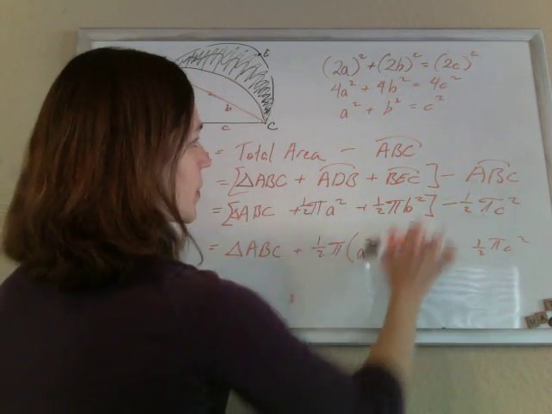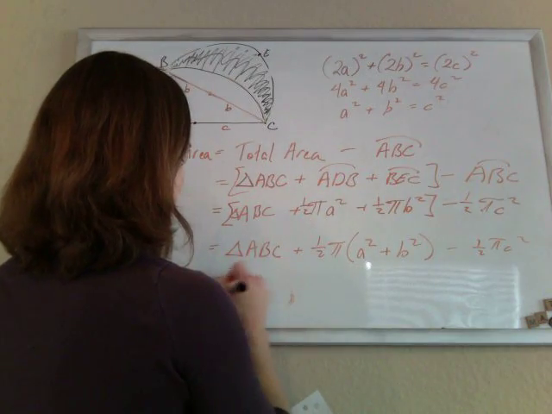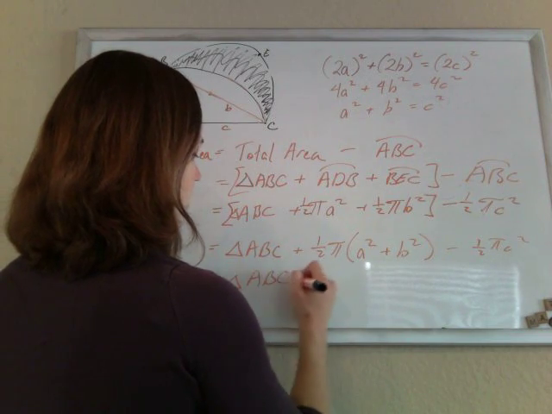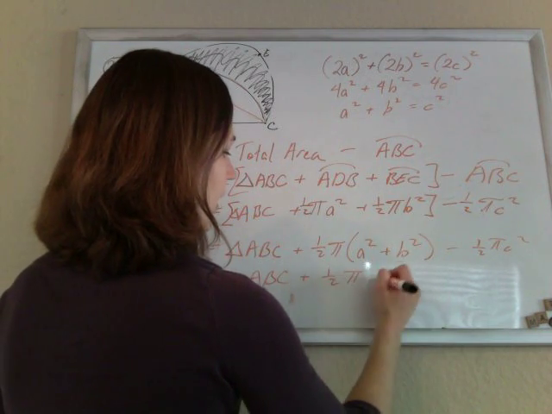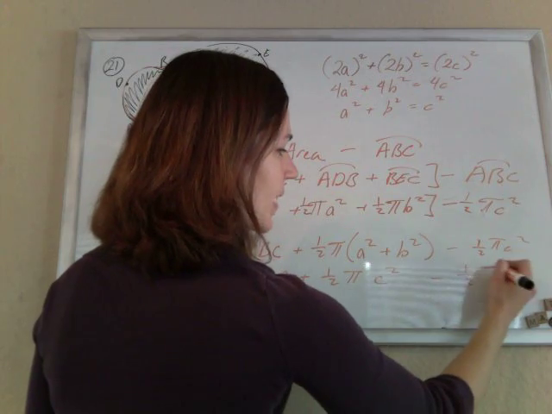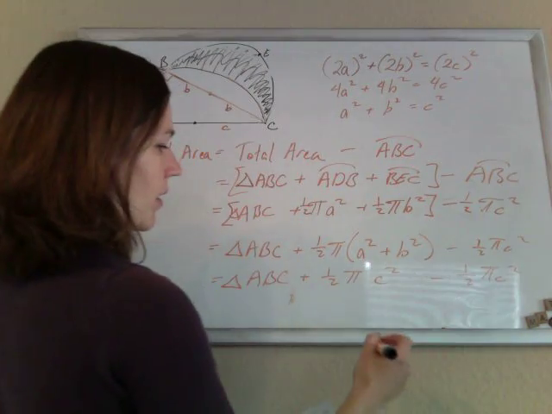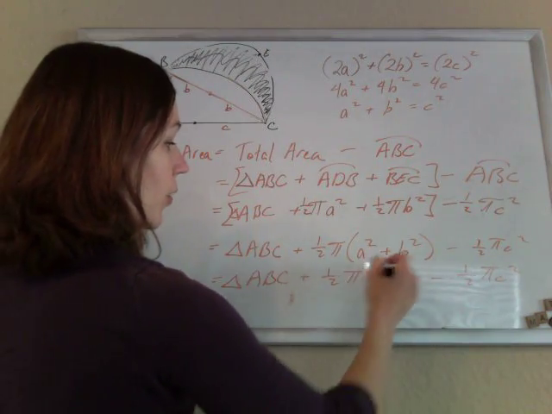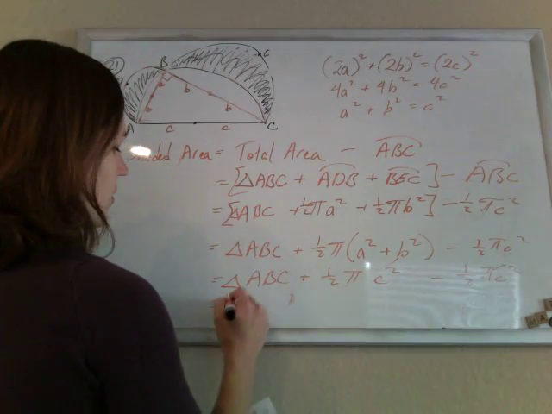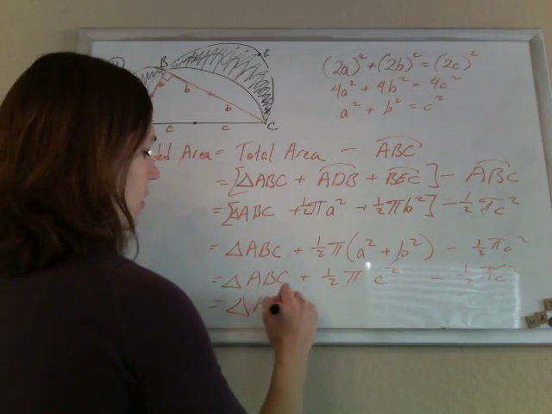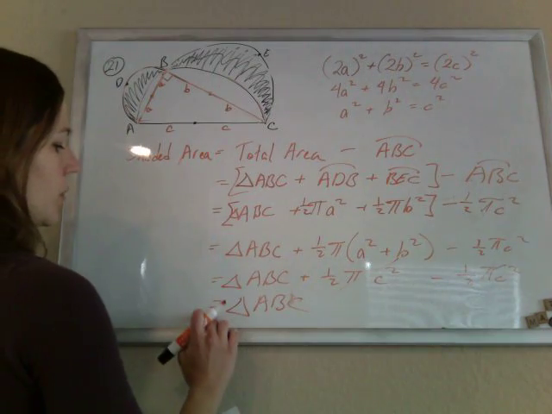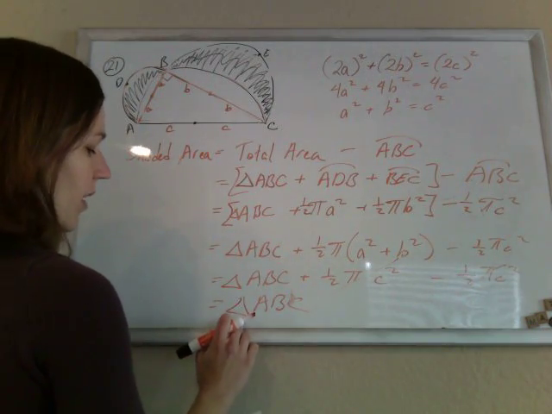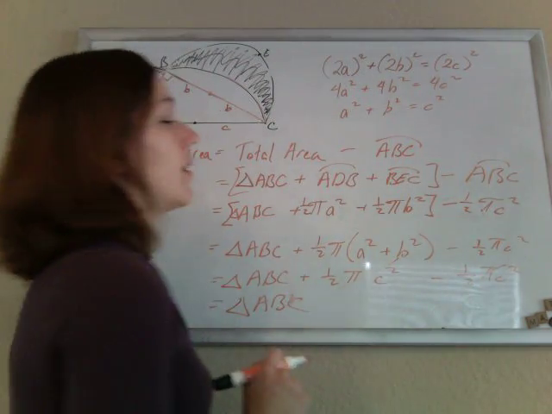And so I've got a squared plus b squared, which I can now replace with c squared. So that's 1/2 pi c squared minus 1/2 pi c squared. And hey, those cancel. So the shaded area is going to equal the same as the area of triangle ABC. And that's that.